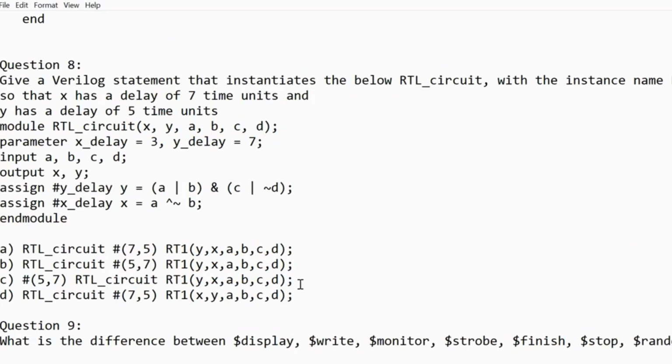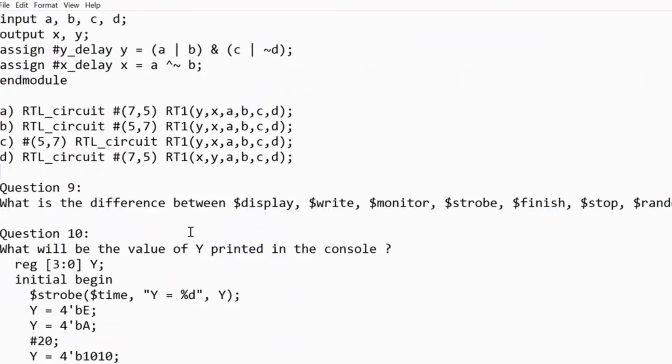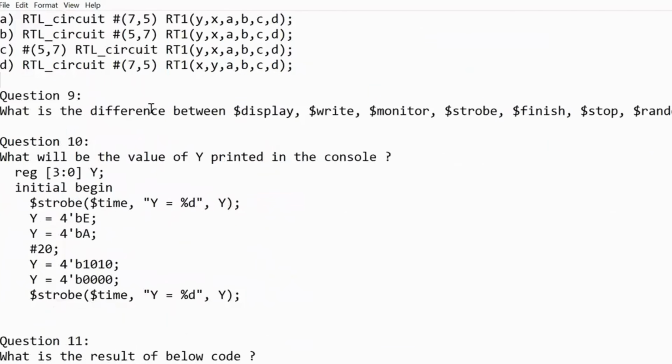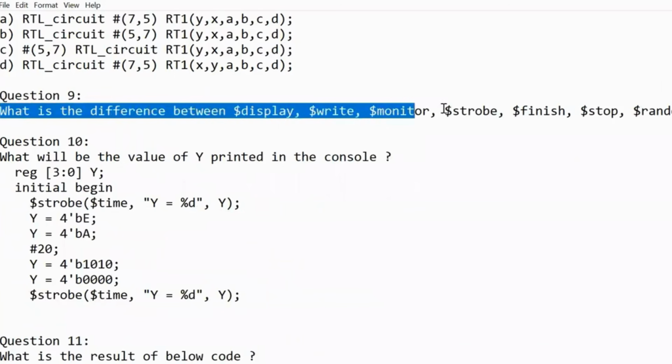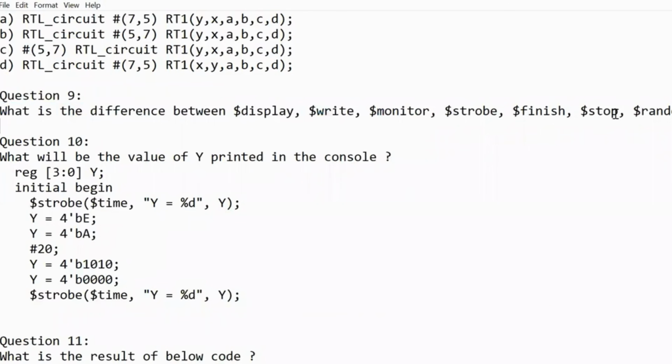Yes, ma'am. Okay, next, ninth question. What is the difference between $display, $write, $monitor, $strobe, $finish, $stop, and $random?